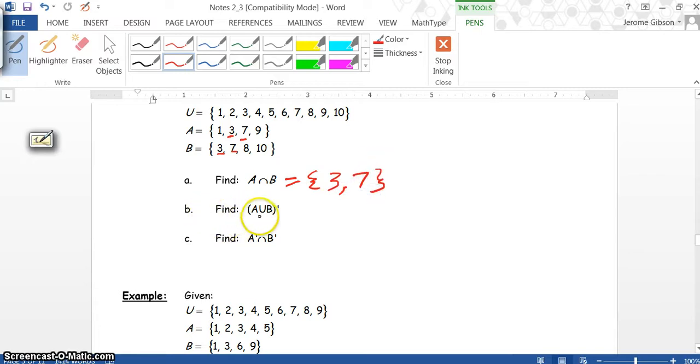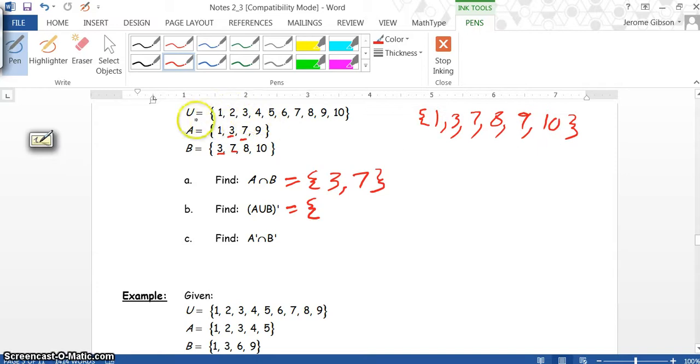Now, it says find A union B complement. So what we need to do is look at all the elements of A and B. Now we can go off to the side and write all of the elements of A and B. We have 1, 3, 7, 8, 9, and also 10. These are all the elements of A union B, but we need to do the complement of that. The complement is all of the other numbers.